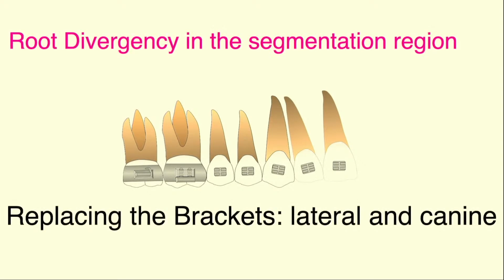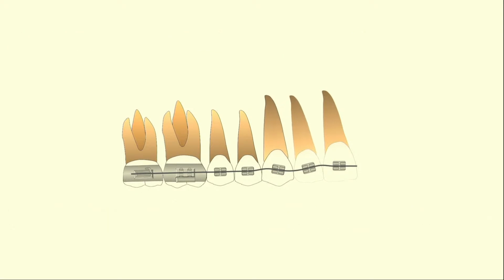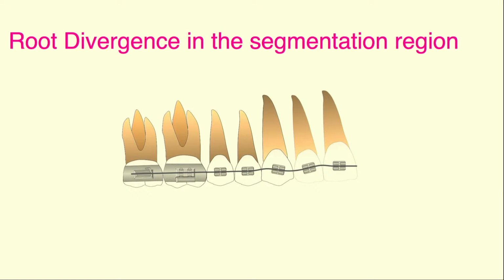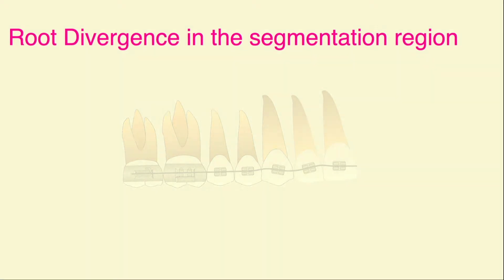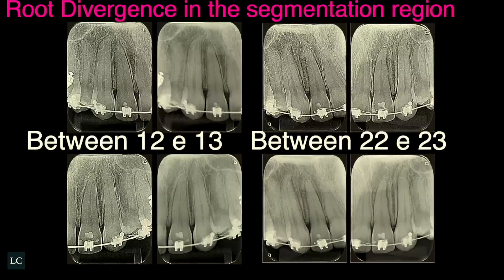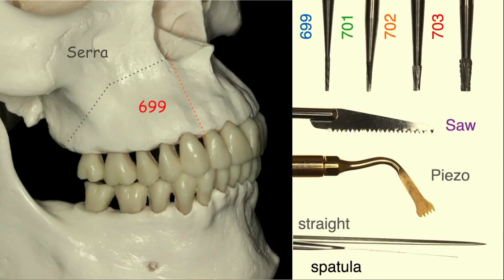So during my orthodontic preparation, I can have the root divergence in the segmentation region. Replacing the brackets, I can do this between the lateral and canine, which are the teeth that we choose to do the segmentation. So I need the root divergence and to create a space to segment the upper arch. Look at this. I have it between the lateral and the canine, on one side and the other side. So this is the preparation that I need to do orthodontically when I plan to do the segmentation of the maxilla.